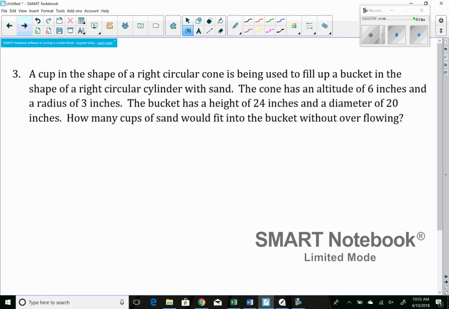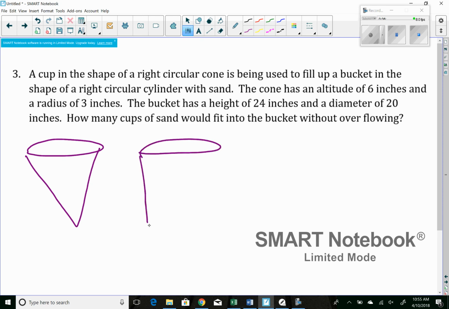The last question gives us a cup. So it says a cup in the shape of a right circular cone. So I have a cone cup. It is being used to fill the bucket in the shape of a right circular cylinder with sand. So here's a bucket, a right circular cylinder. So we know what it looks like. That was the whole point of those early lessons where we're talking about all that vocabulary.